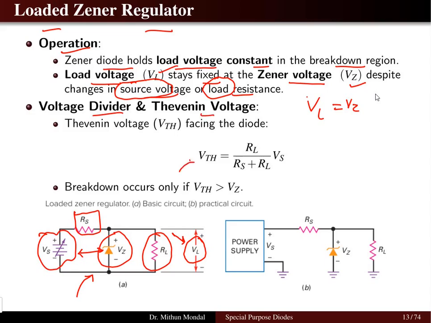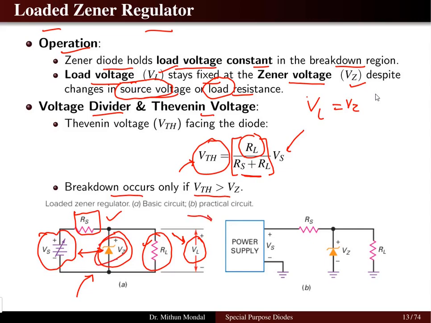Thevenin's voltage we can find using the voltage divider rule, which we have discussed in electrical circuit theory and networks. The source voltage multiplied by the load resistance, divided by the sum of the total resistance, which is Rs plus RL, will give you the Thevenin's voltage. Now, the breakdown will occur only if the Thevenin voltage is greater than the Zener voltage of the diode.